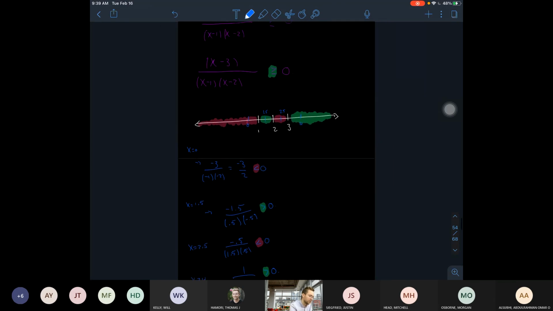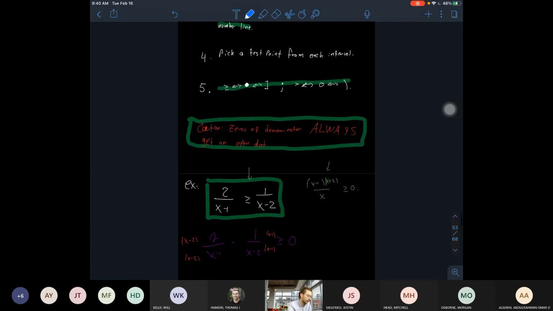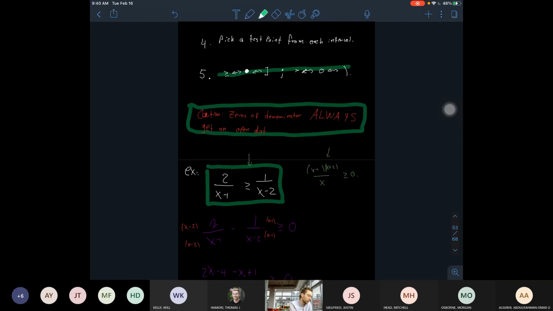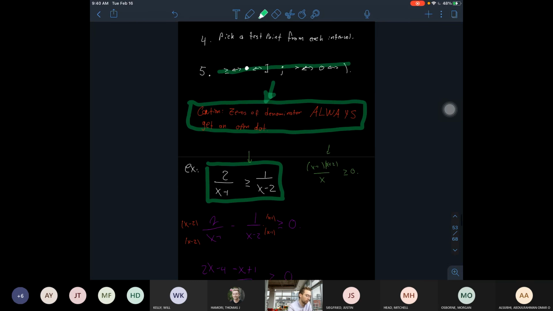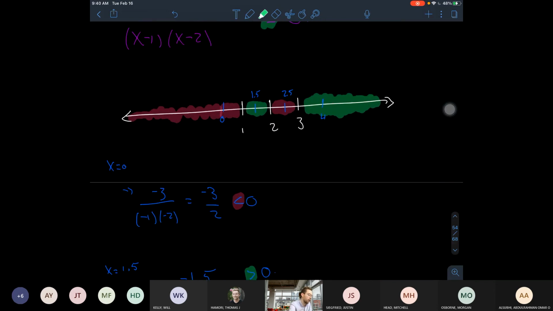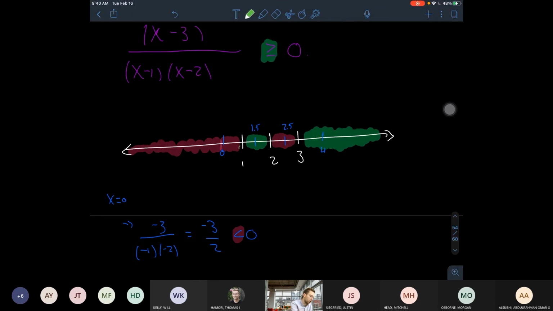Okay. Now finally, I need to consider whether I should have open dots or closed dots on my actual zeros here. The one thing that I said in red lettering here was that we need to be careful because the zeros of the denominator always get an open dot. So before I even worry about the other ones, let's just take care of that. We should have an open dot on the zeros of the denominator, which are just 1 and 2. So we should definitely have open dots there. I can fill in the region in between 1 and 2, so I know that's a good region. And I can fill in the region to the right.